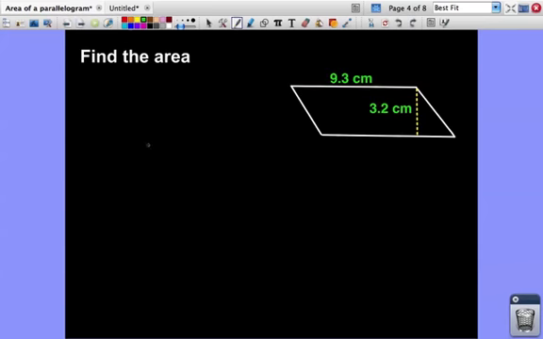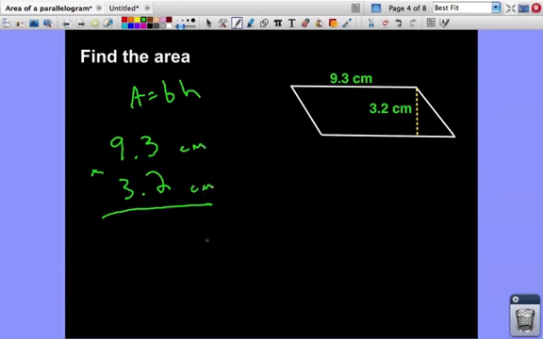Now my parallelogram's going a slightly different direction. It gives me my top base instead of the bottom, but this length right here is the exact same length as this, so that works. So I know its area equals base times height. So I'm still going to do 9.3 times whatever my height is, and it looks like my height is already given for me, which is 3.2. So 9.3 times 3.2, and I'm going to be done. And these are both centimeters, so I already know my answer has to be centimeters squared.